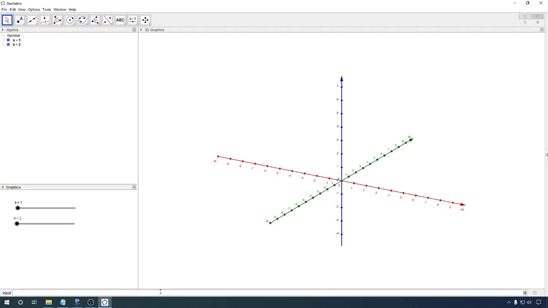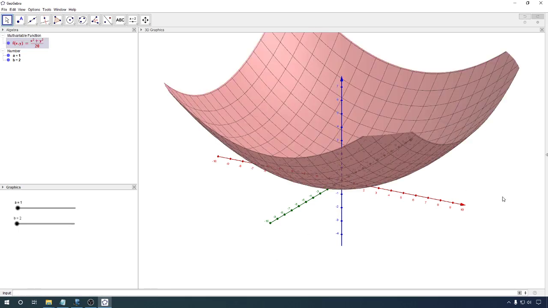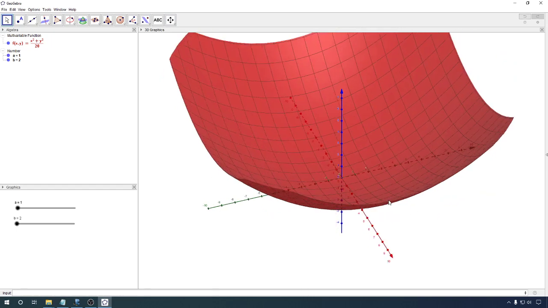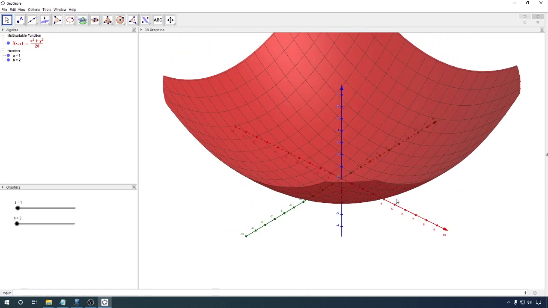So I've already got a couple of sliders prepared, but we're going to use those a little bit later. Our function f of x, y is, like I said, x squared plus y squared, and then we divide by 20. So we get this thing here. It's a paraboloid. I'm concerned specifically with the region [1, 2] cross [2, 3]. So let's go ahead and put that in here.